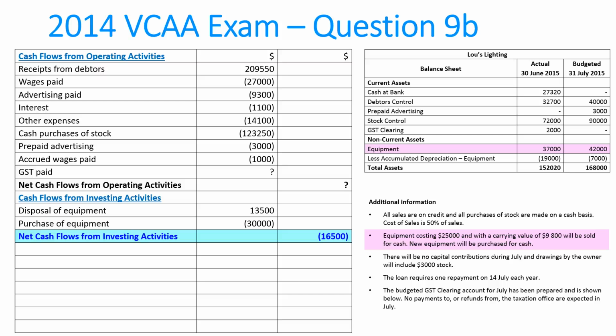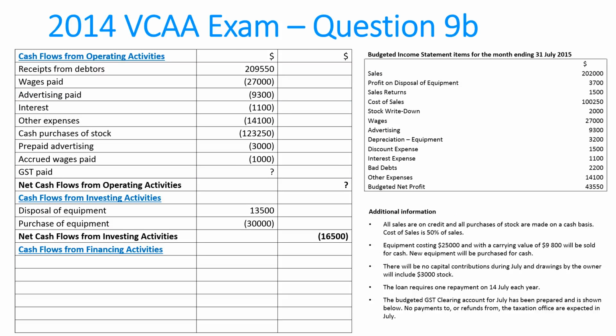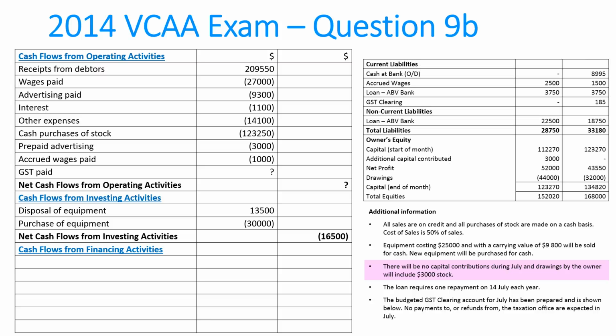I can now total up the net cash flows from investing, and I'll move on to the cash flows from financing. So I'm looking for money in from loans or the owner, and it says here there's no capital contributions by the owner. I can't find any mention of a loan, so I'll leave it. On the other side, I'm looking for loan repayments and also drawings.